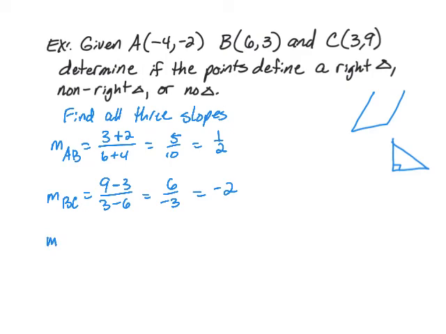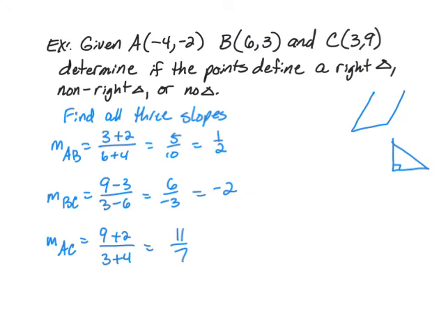And then you got to do all three slopes, the slope of AC, to make sure we don't have anything parallel. The slope of AC is going to be 9 minus -2 over 3 minus -4. So that's 11 over 7, and we are okay, I think. Because I have two slopes that are negative reciprocals, and this is neither, so there's no parallel lines.